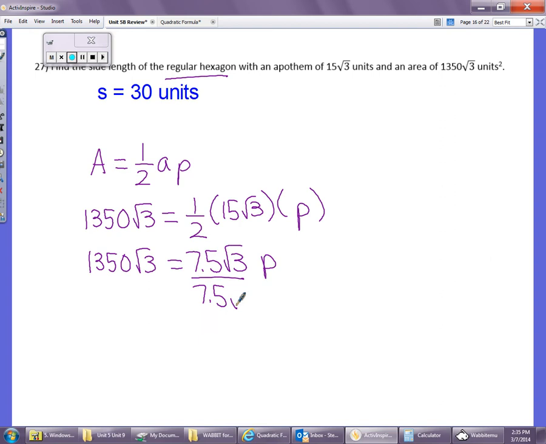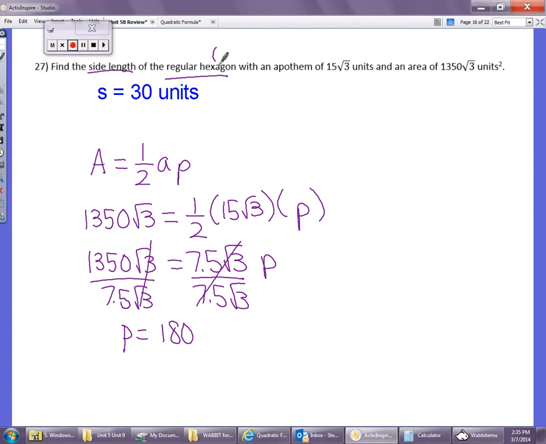Divide both sides by what's in front of P. These two radicals cancel out. And then I'm left with 1350 divided by 7.5, which is 180. Now that's just the perimeter. They didn't ask for the perimeter, they asked for the side length. So a hexagon has 6 sides, so I need to take 180 divided by 6 to get my side length. So the side is going to be equal to 30 units. Okay, please don't forget units.